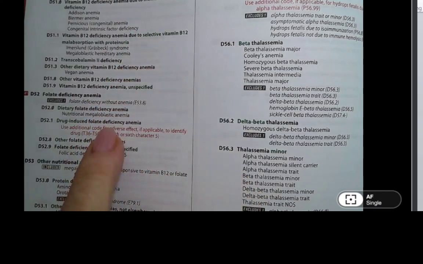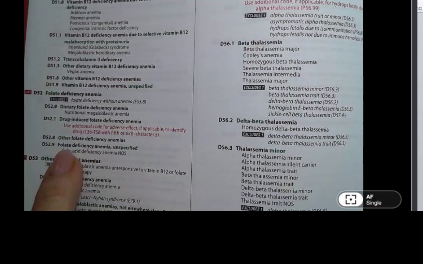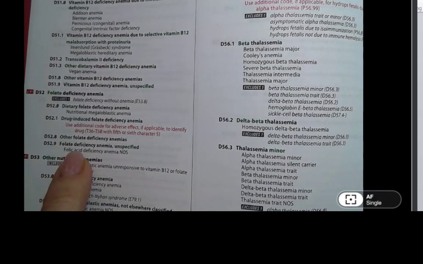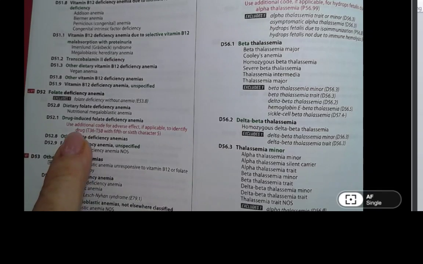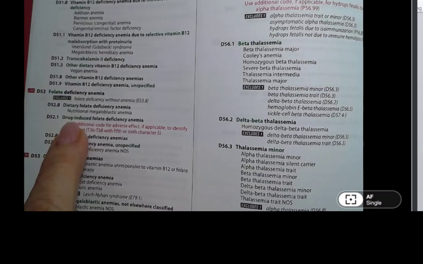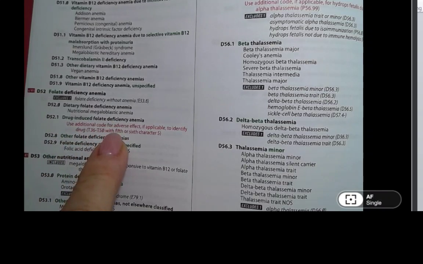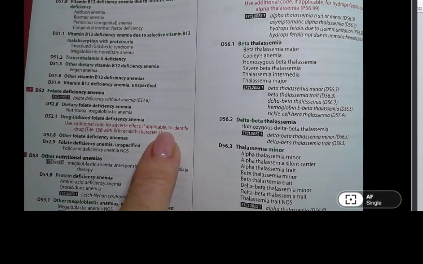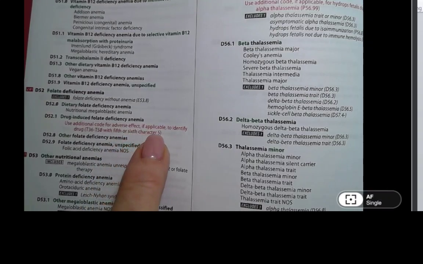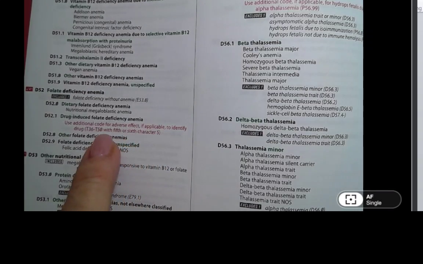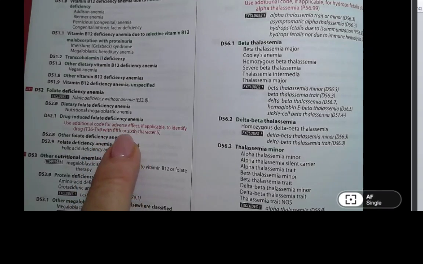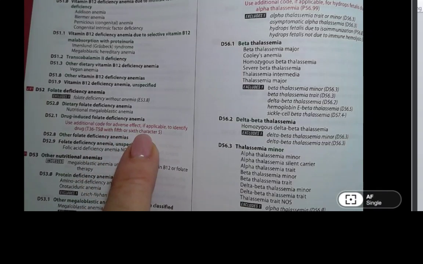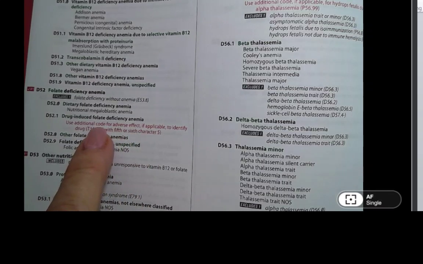So you see where the alphabetical index took us to the D52.9 code, but we know that this patient is on a drug, so really this should be the right code, a drug-induced folate deficiency anemia. And this tells us an instructional note to use additional code for adverse effect to identify the drug with the 5th or 6th character 5. Some of the other codes that we've looked at have not given us this additional instruction right here for the 5th or 6th character. So we're going to look up the adverse effect of this drug to see which T code works for us.